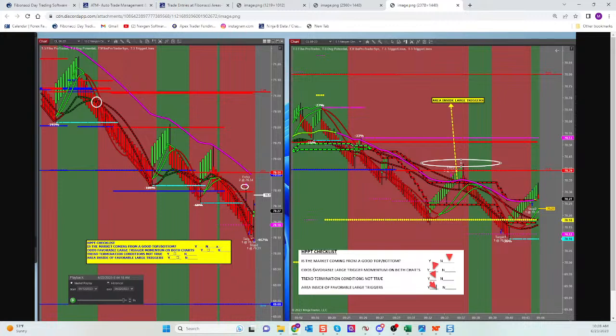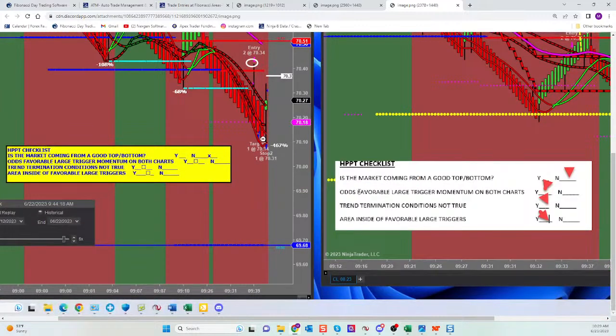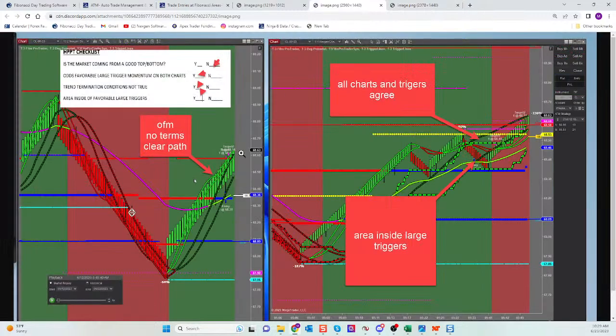Same thing here, guys. Small triggers below the large triggers. Large triggers are wide. They're angled in the direction of the trend. Why is what not into a termination condition? This one? Great question, Alex. Let me show you.